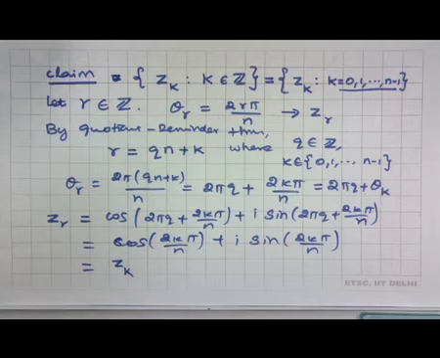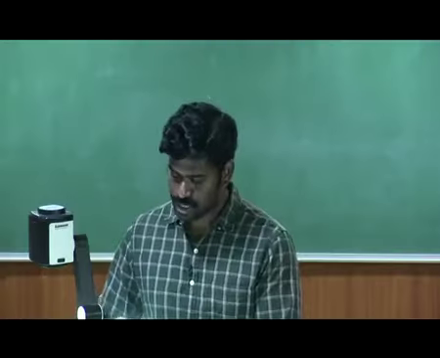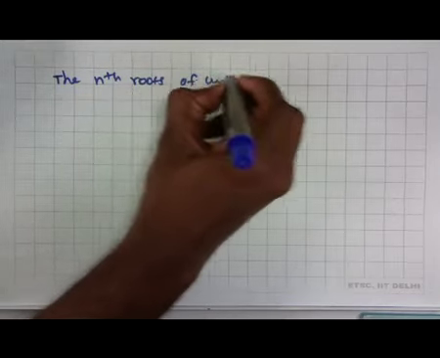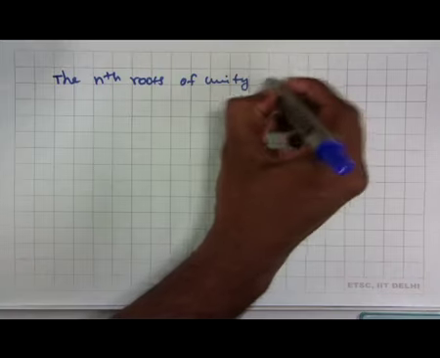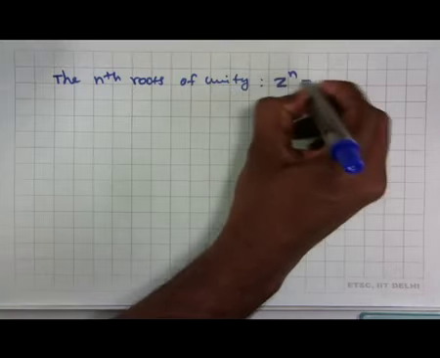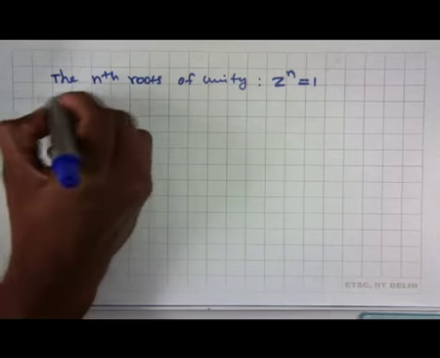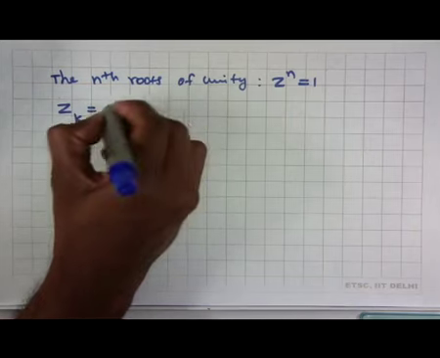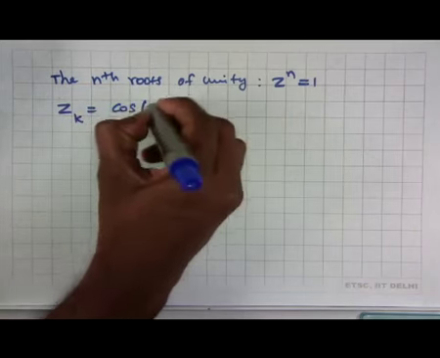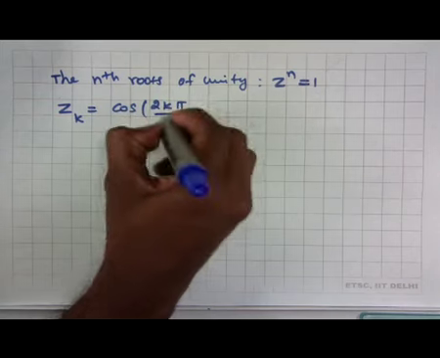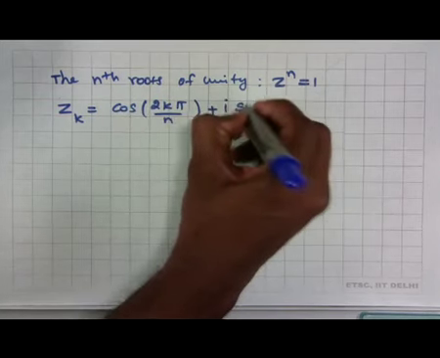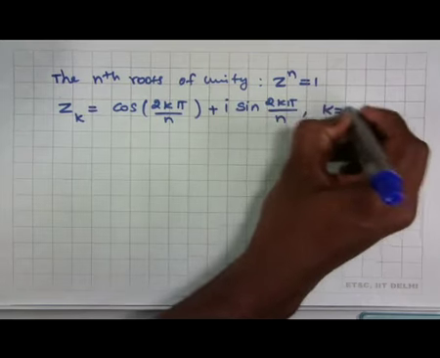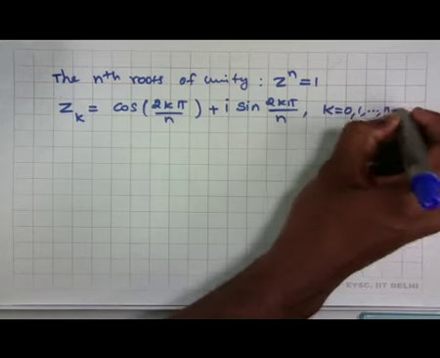So what we derived is that the nth roots of unity, that is z power n equal to 1, are these zk's, which are defined by cos of 2k pi by n plus i sine 2k pi by n, with k values from 0, 1 till n minus 1.